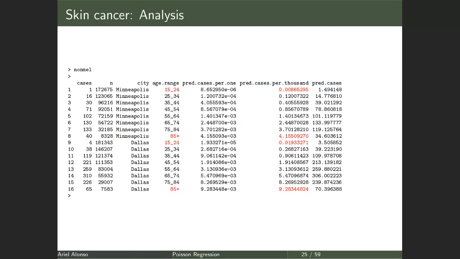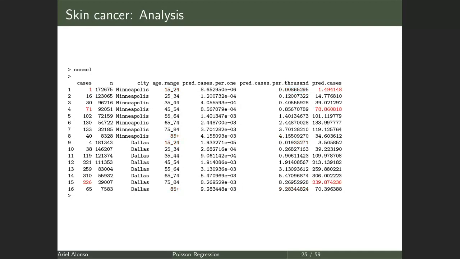And what about comparing 2 different age categories? For instance, here you have the number of cases between 15 years old and 24 years old. This is the predicted number of cases for skin cancer in that category. And here you have the predicted number of cases in the category for 85 plus. And you can see that, as we saw before, the number of cases here is approximately 0.002 of the number of cases over here. And that's exactly the same also for Dallas. Much fewer cases in the younger group than in the older group, as one would expect.